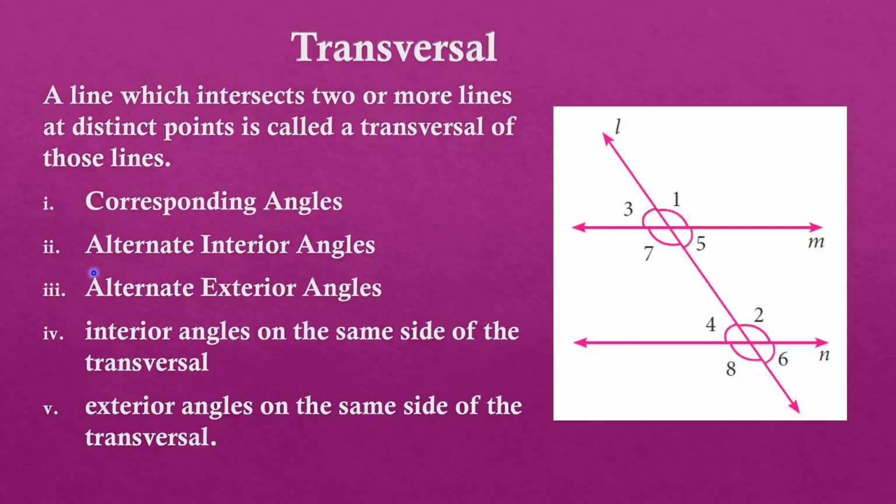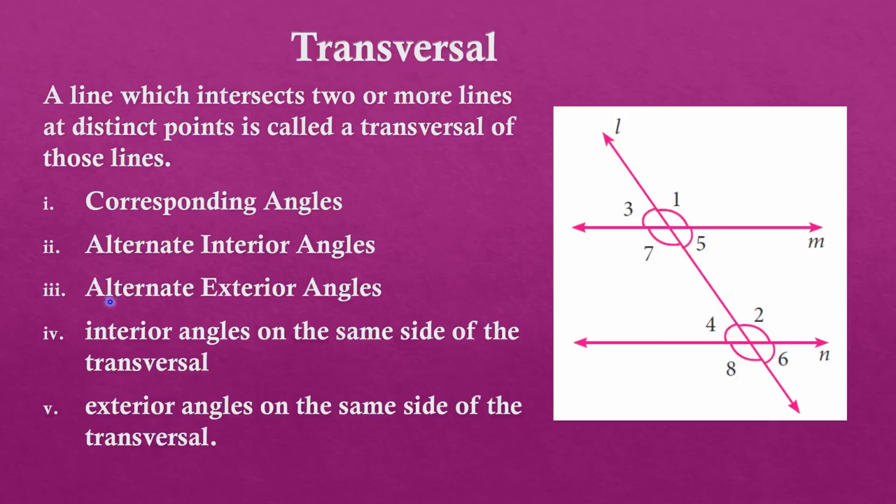Second one is alternate interior angles. Interior means inside இருக்கிறது, alternate means opposite la இங்க இருக்கிறது. So here 5 and 4 are alternate interior angles. Similarly 2 and 7 are also alternate interior angles.